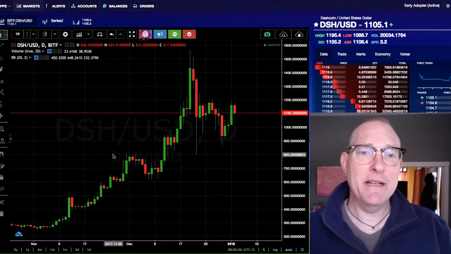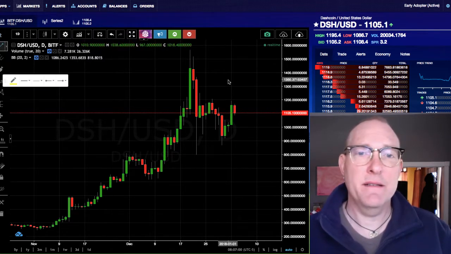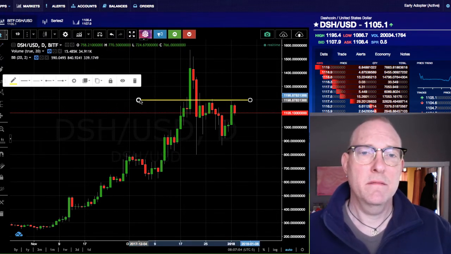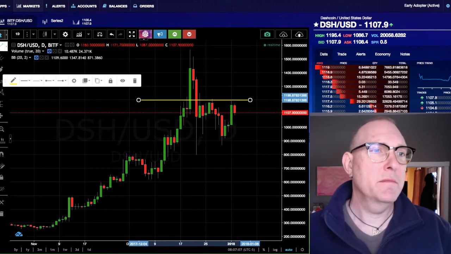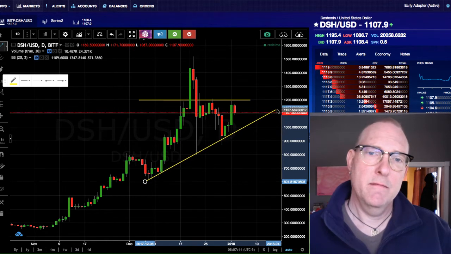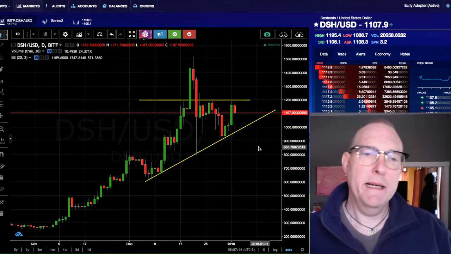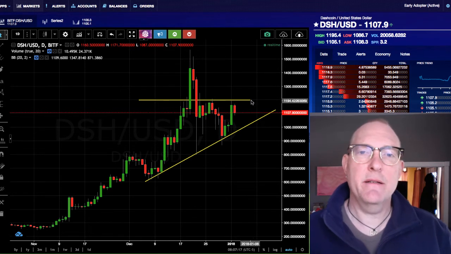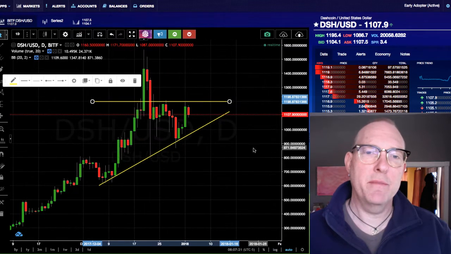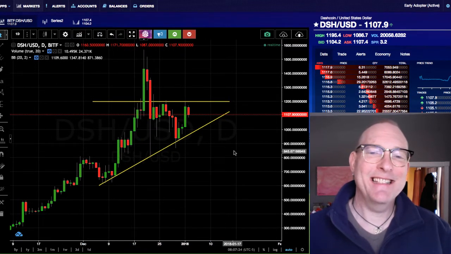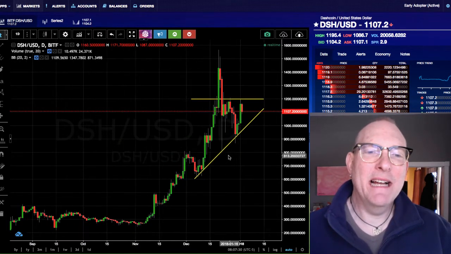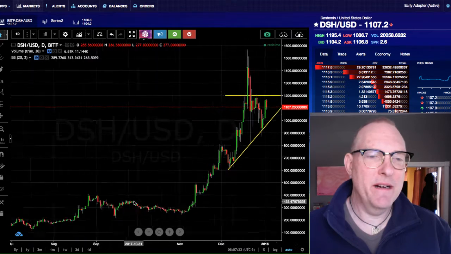Dash, what do I see in Dash? Dash, I see resistance. I see resistance right here. I see support. I see support coming up like this. And my take on Dash is that it's going to stay in this little range here until it either breaks out or drops. And I think it's pretty damn expensive right now. I don't know. And partly is I got acclimated to Dash when it was down here.